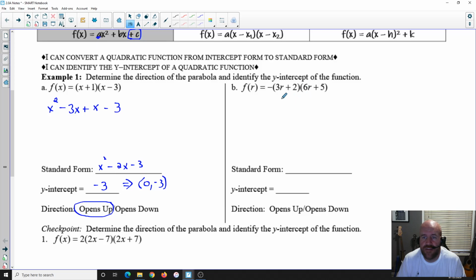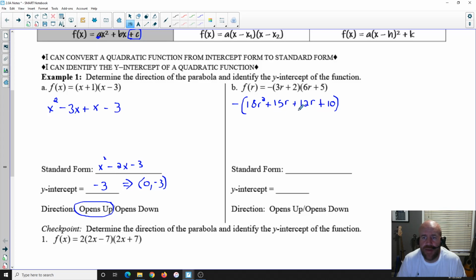So 3r times 6r, that's going to be 18r squared. 3r times 5 is 15r. And then 2 times 6r is 12r. And then 2 times 5 is 10. So we have to remember, we have all of this in parentheses, and that negative is still out there. Do not forget about the negative.